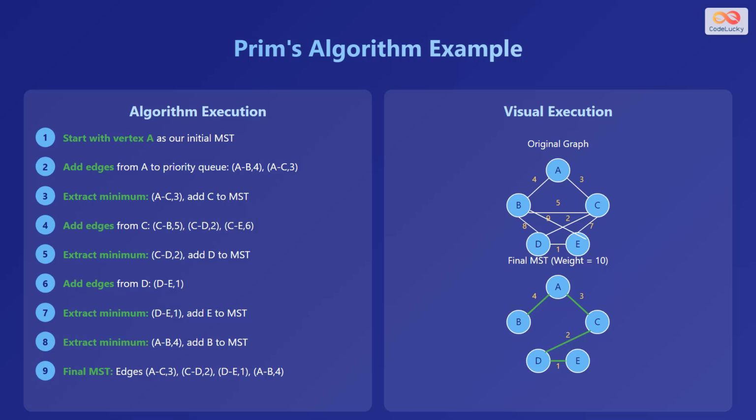Extract the minimum edge, which is C to D with weight 2, and add D to the MST. Add edges from D to the priority queue, where D to E has weight 1. Extract the minimum edge, D to E with weight 1, and add E to the MST. Extract A to B with weight 4, and add B to the MST. Thus, the final MST contains the edges A to C with weight 3, C to D with weight 2, D to E with weight 1, and A to B with weight 4.